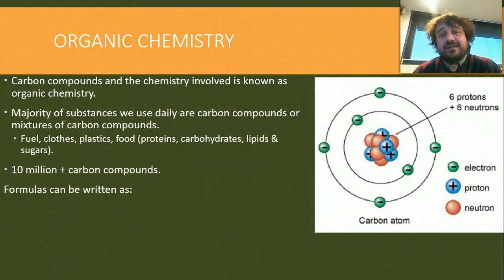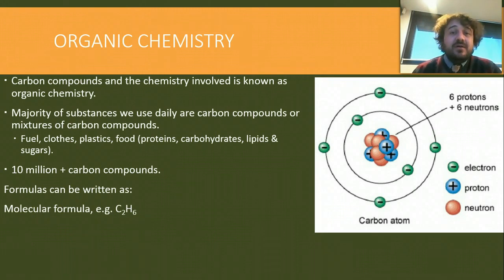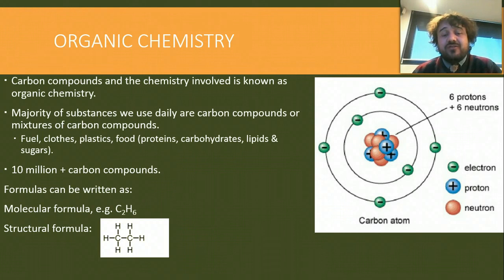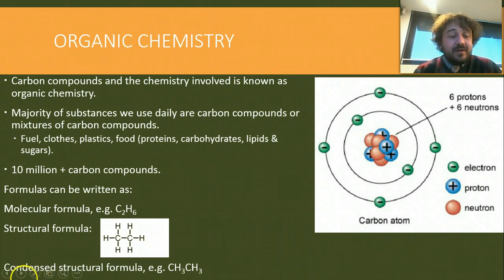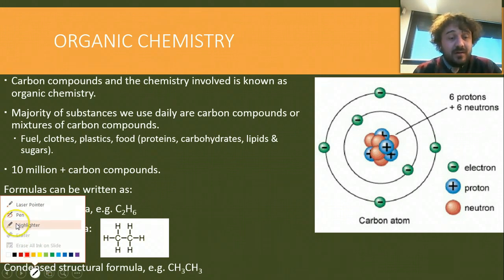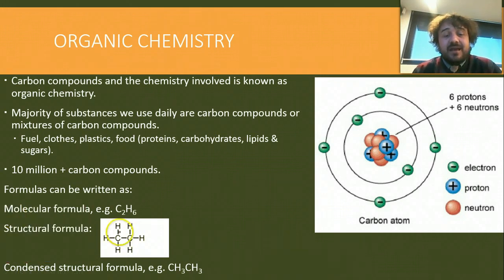Formulas can be written as three types. You can write them as a molecular formula, which you've seen before. You can write them as a structural formula, which you have to get used to doing, and we'll do that more and more. Or a condensed structural formula. So we see this one here, if we pull that pen out, it's the same as this, except this CH3, and this CH3, it's broken up into separate subunits.